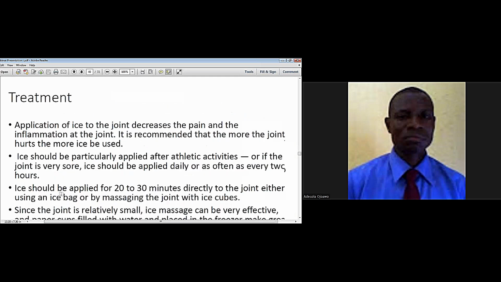Treatment: you can apply ice and move the joint. We apply ice for 20 to 30 minutes, which reduces inflammation. Then we can do acromioclavicular joint mobilization.